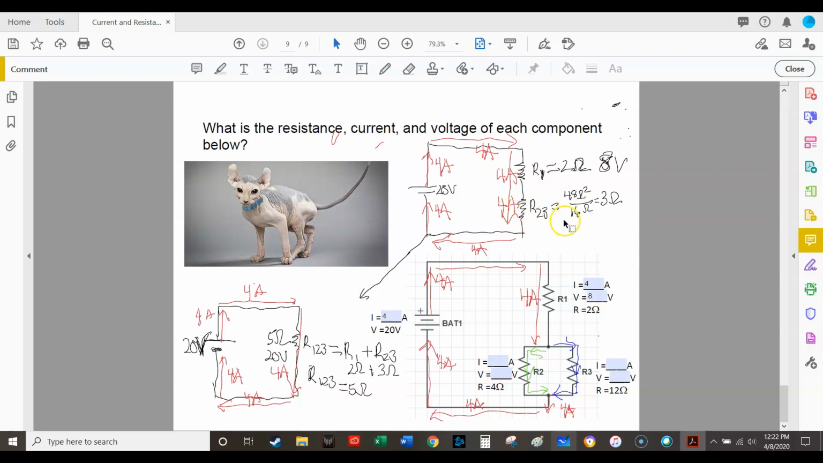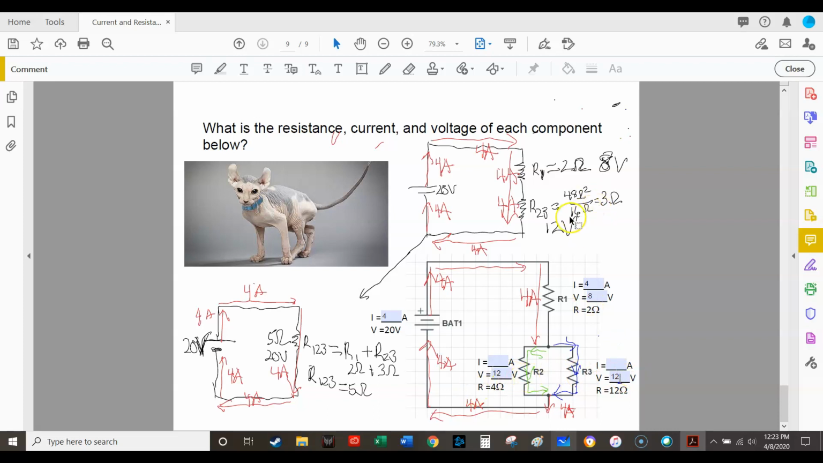But the cool thing is that R23 is also getting 4 amps, so we could use this to get the voltage across here. R23 is getting 4 amps, so 4 amps times 3 ohms. That's going to be 12 volts. So that means R23 is getting 12 volts. Well, that tells me that this is 12 volts, and then R2 is 12 volts as well.